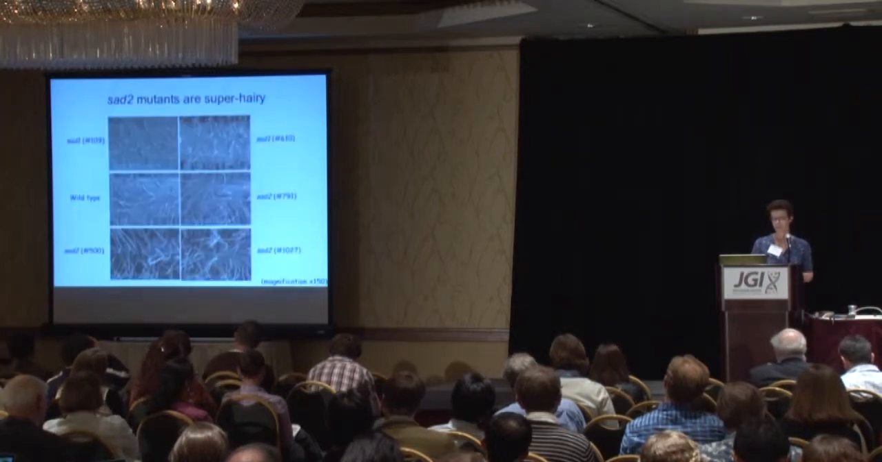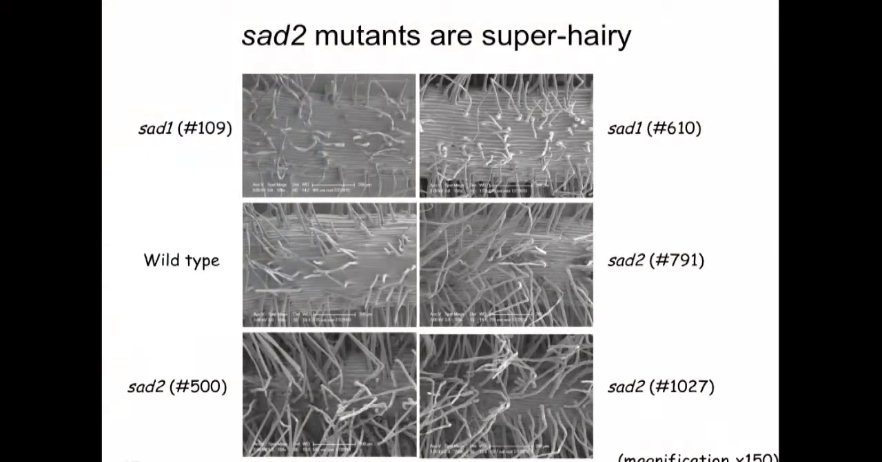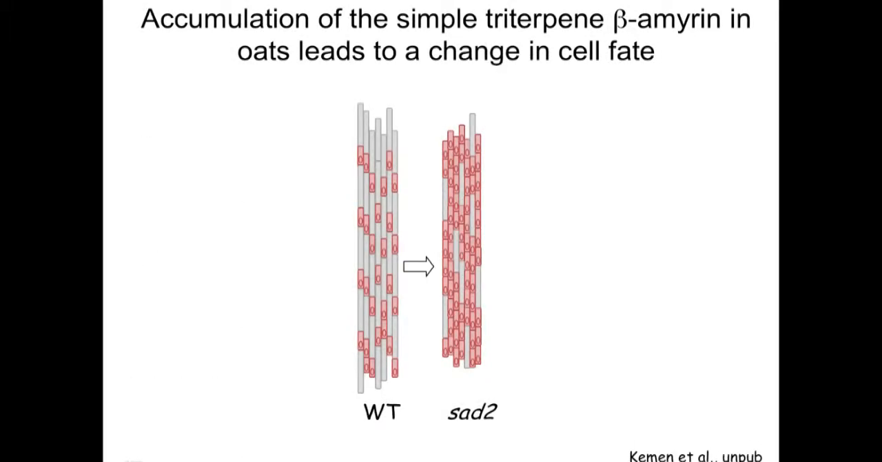And surprisingly, we found that when we look very closely at these roots, here we have the wild type, here we have mutants blocked in the first step in the pathway, which have normal length roots, and here we have SAD2 mutants, and they're super hairy. And this mutant here is a partial SAD2 mutant, which is partially super hairy. And what we found after a lot of analysis was in fact that we can detect beta-amyrin at very low levels in the wild type, it's there. It's not all being converted to the blue fluorescent molecule.